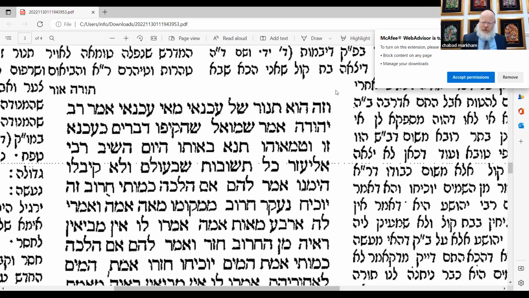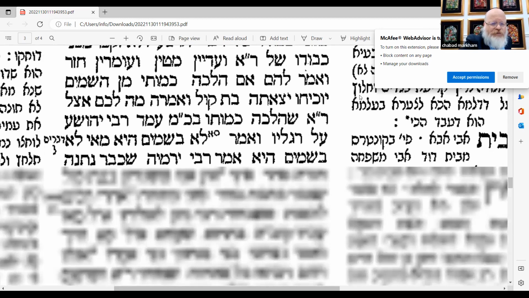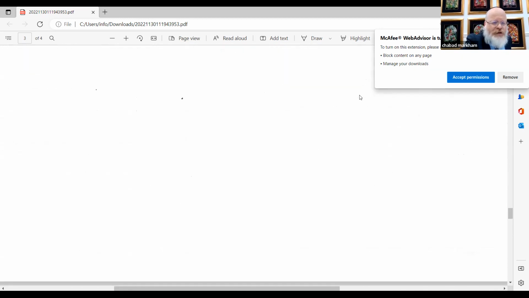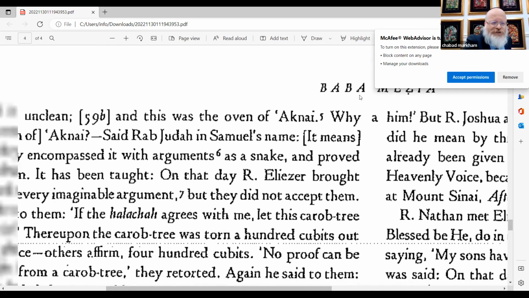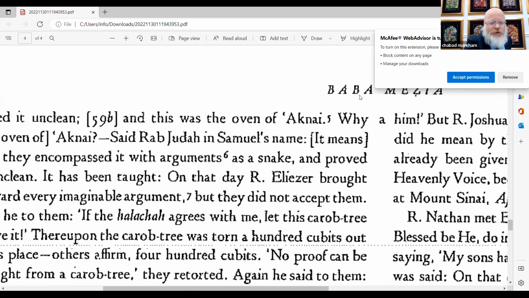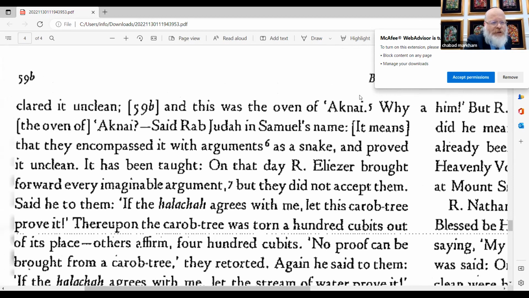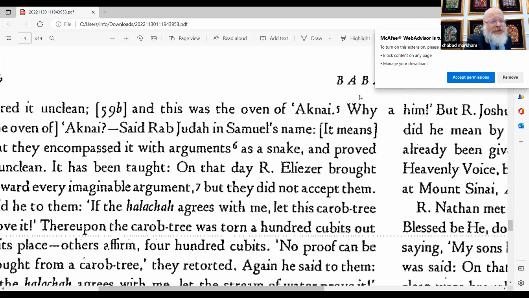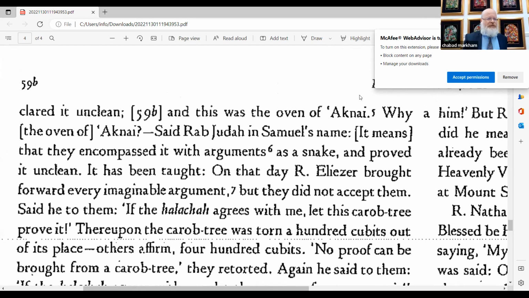So it says on the third line, you can follow in the English also, there's English translation on the other side. You see the English page? I'm just going to show you the English a little bit over here. And this is the Achanai. Why Achanai? Said Rabbi Yehuda in Samuel's name: it means that they encompassed it with arguments as a snake and proved it unclean. Okay, they beat Rabbi Eliezer.